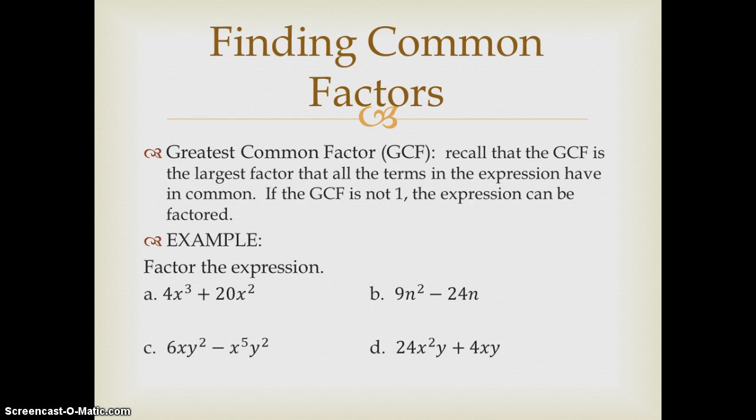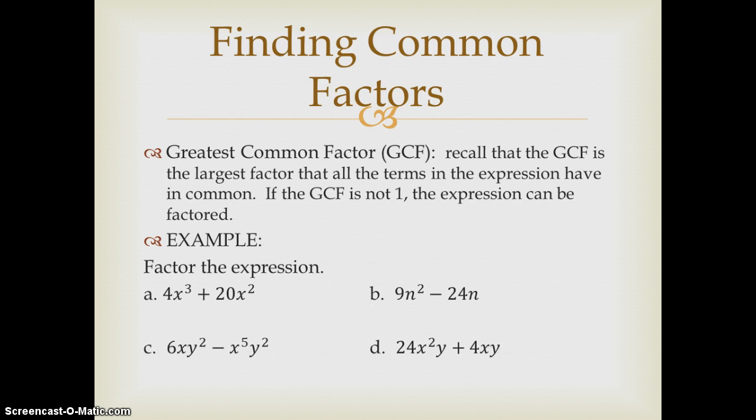Keep in mind that when I'm talking about greatest common factor, I'm talking about factors, which are things that can multiply together to make your expression. So you're talking about numbers that multiply together to make your number, variables that multiply together to make your variable expressions. That's what we're looking for when we talk about a greatest common factor.